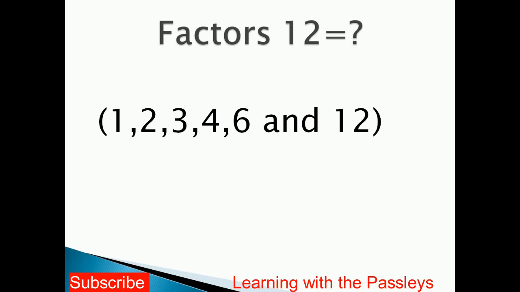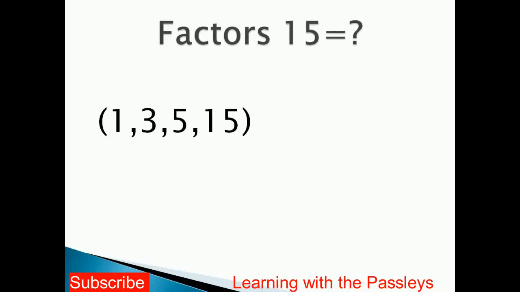5. No, 5 is not a factor of 12. If you divide 12 by 5, you will get a remainder. Hence, 5 is not. 1 into 12 goes 12 times, and so on. So these numbers are factors of 12. Factors of 15 are 1, 3, 5, and 15. Reason being, these numbers divide 15 exactly and leave no remainder.